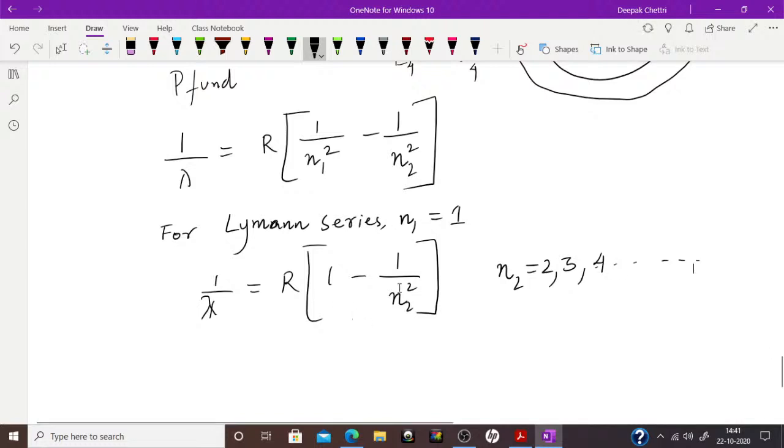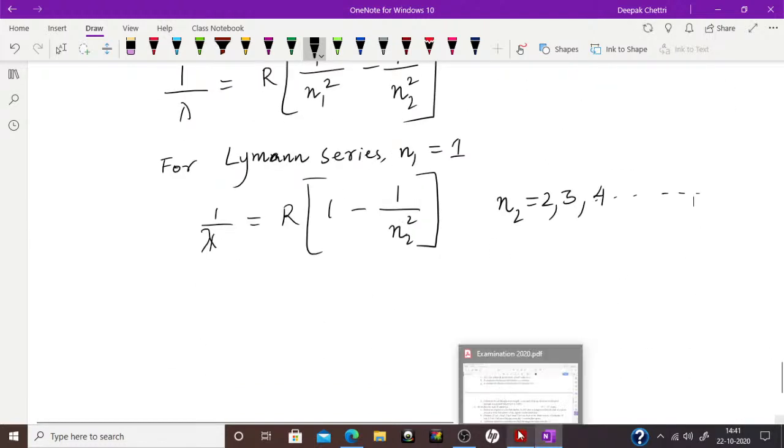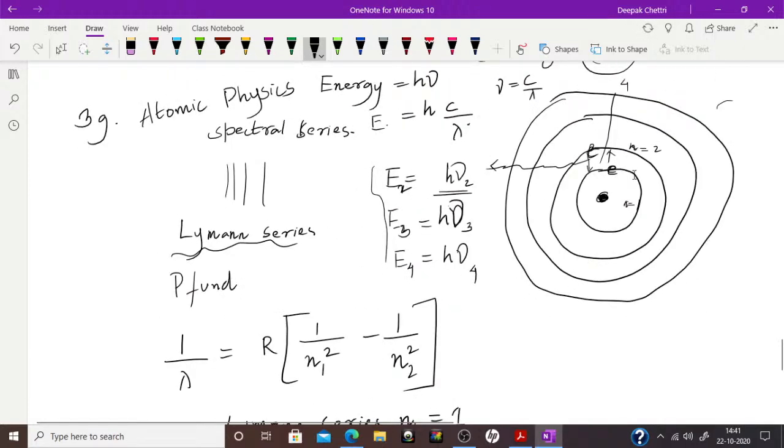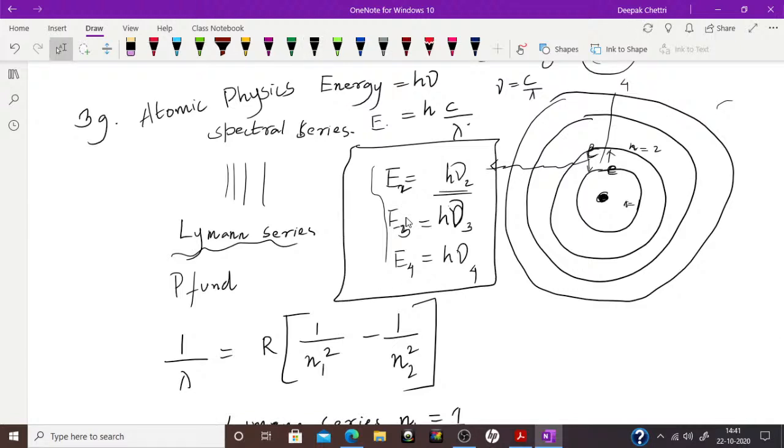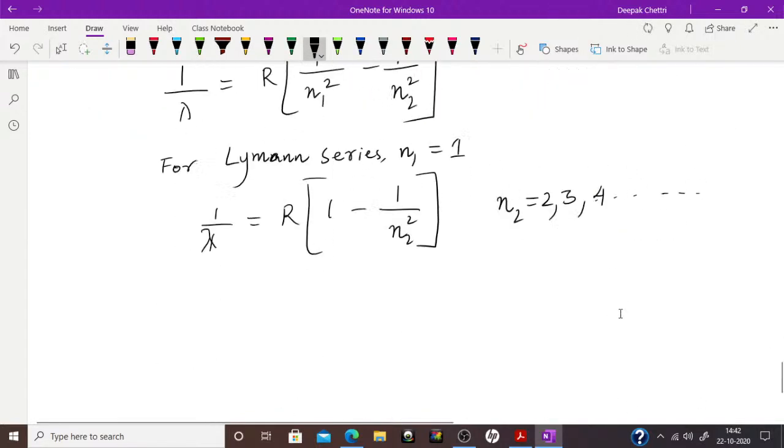Understand? Is this clear? Now see, if it jumps from a higher level, energy will be more, I have explained here. So when will you get maximum energy? When it jumps from the highest level. What is the highest level? We don't know. It can be anything. It can be infinity also, right? So it has to jump from the maximum height to release maximum energy, and maximum energy means minimum wavelength, right? And what is the maximum height? It can be from infinity.